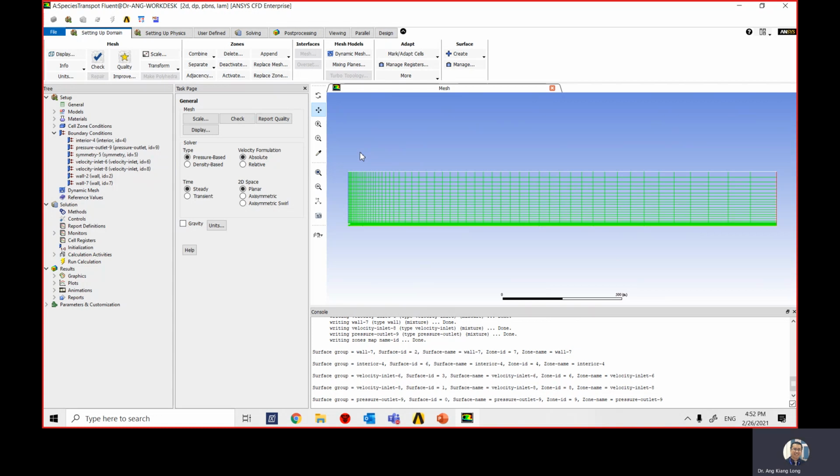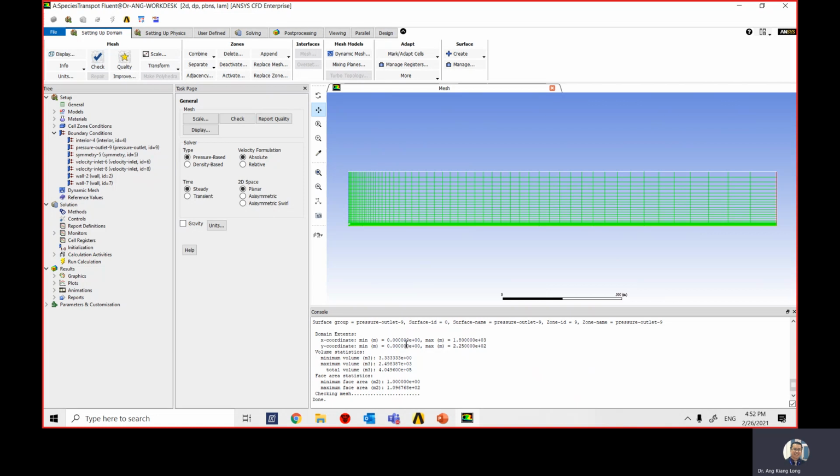The next step after you have a mesh file is that we will always check the mesh file. So go to the mesh setup domain here, mesh, and click Check. The information will come out in the console. The most important data when you want to check the mesh is to go to the console and look at the volume statistics. Look for the minimum volume here, and the number should be a positive value. If you get a negative volume, it means you need to redo the mesh, because the mesh file has some problem.